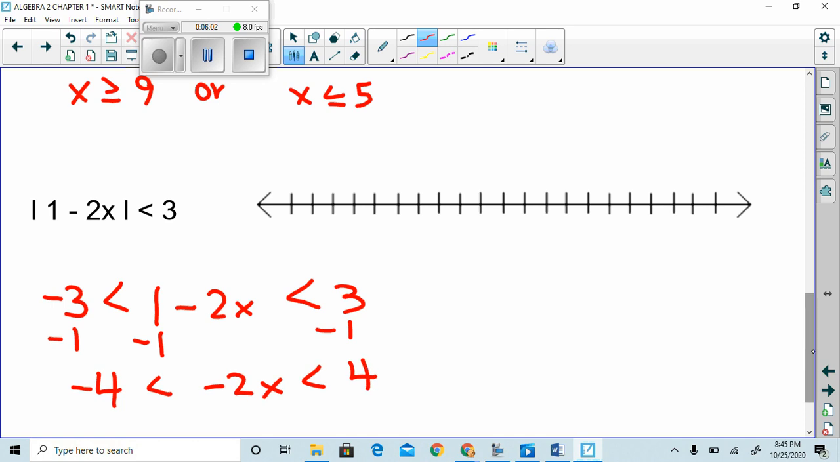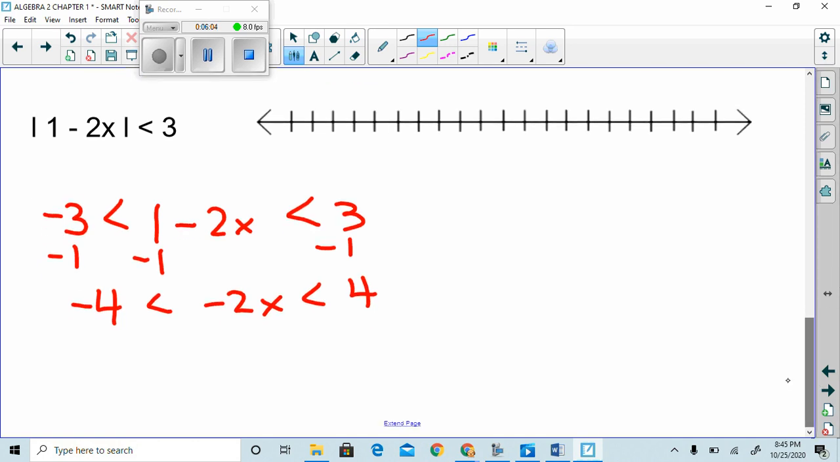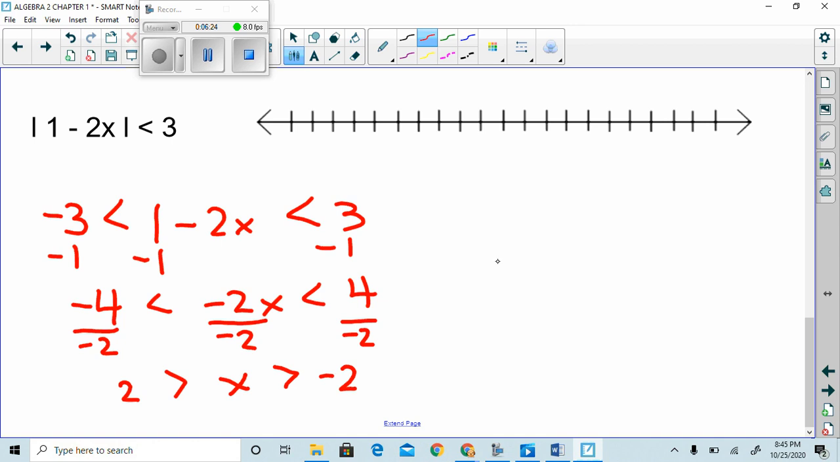Now be very careful with this one because this is where I said we had to pay attention. I'm going to be dividing by a negative 2. What happens when we divide by a negative? It reverses the directions of our inequalities. So I get 2 is greater than x, which is greater than negative 2. What does that look like? X is less than 2, and, this is an and, x is greater than negative 2.